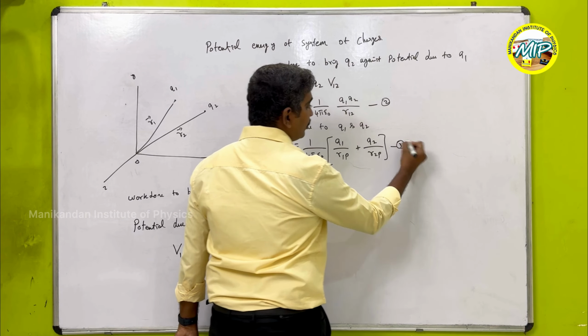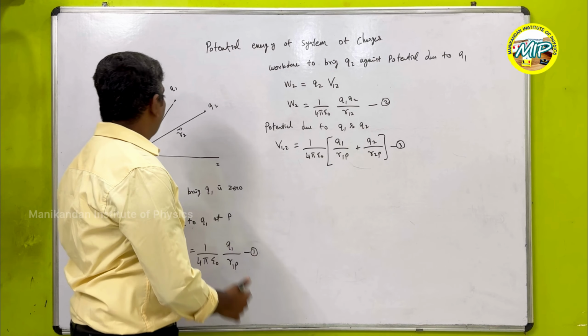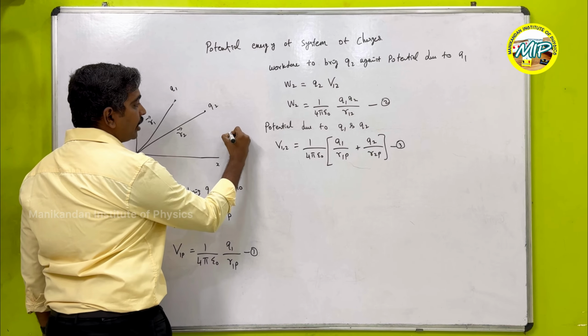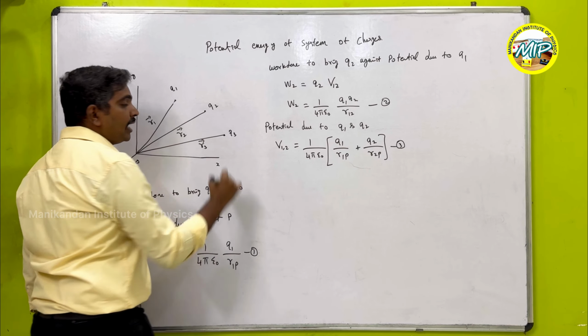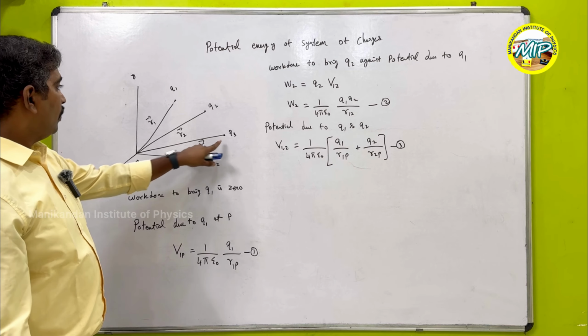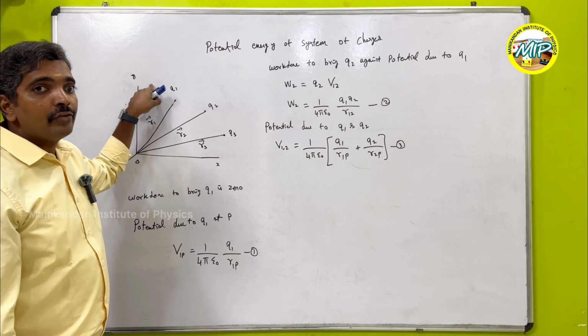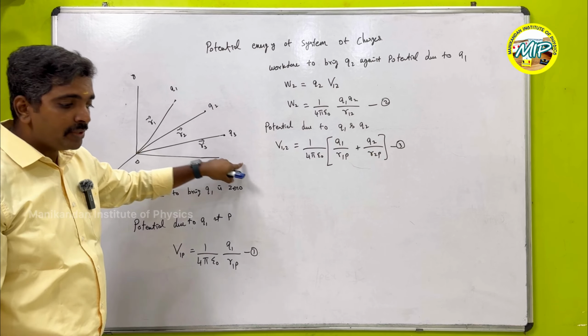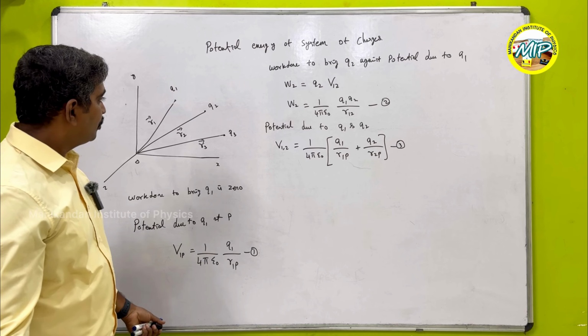This is my equation 3. If I just want to bring the third charge from infinity to the required point Q3, the distance from here to this will be the R3 vector. So I have to do work against this potential as well as this potential. This charge is going to repel, and this charge is also going to repel. So I have to do work against both the charges.